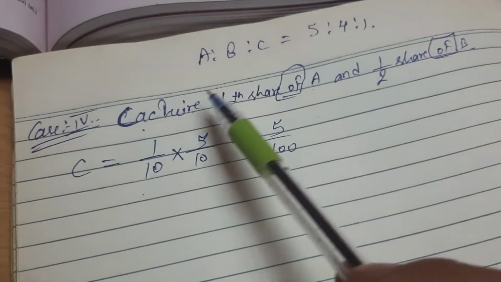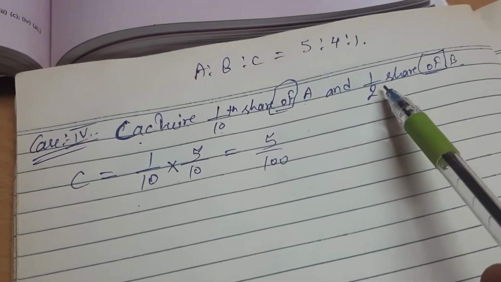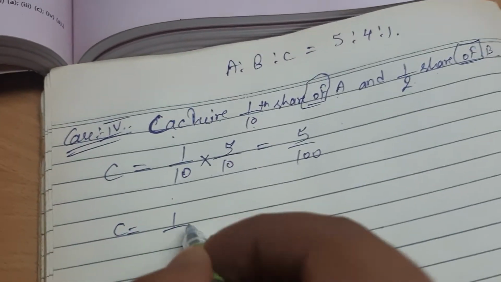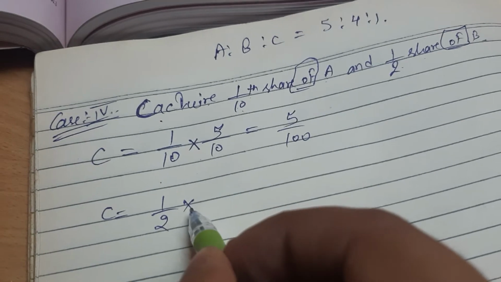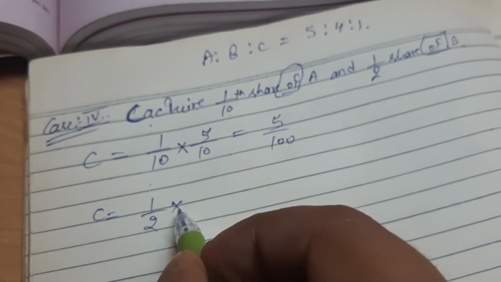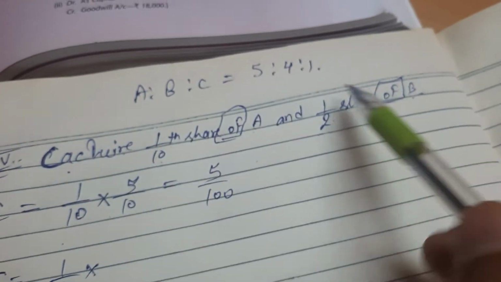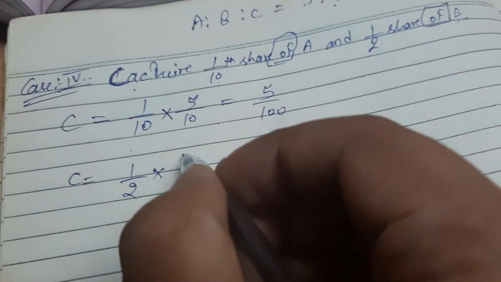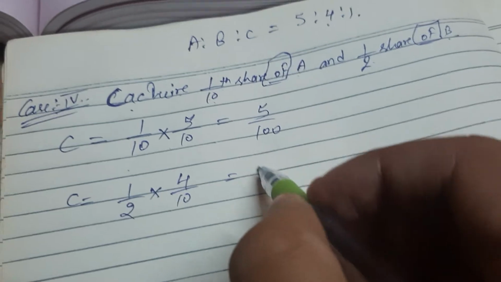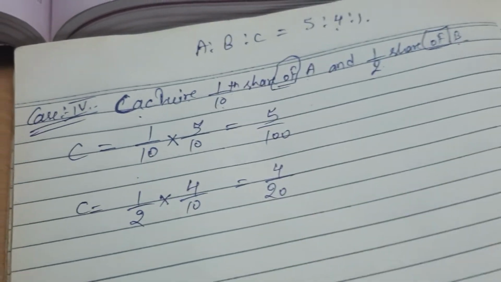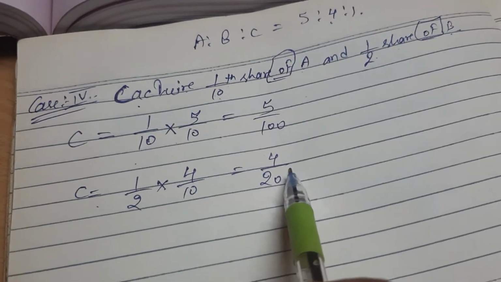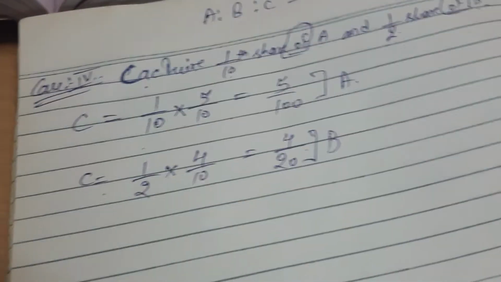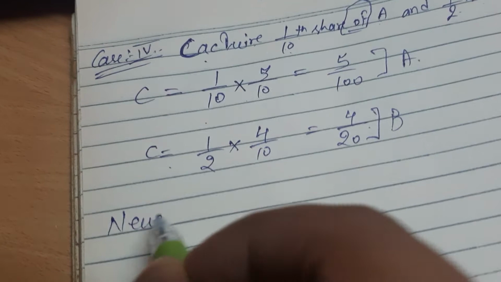Same way, how much share is C acquiring from B? 1 by 2 share of B. So C is acquiring 1 by 2, of means multiply, and whose share is he taking? Of B. What is the share of B? It is 4 by 10. So we use 4 by 10, and it means 4 by 20 is the share which C is taking from B, and the other share is taken from A. So now you can calculate your new ratio.